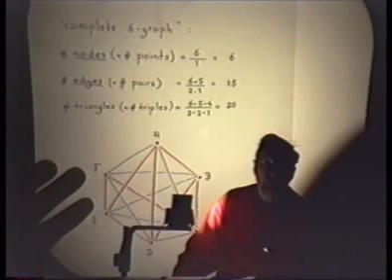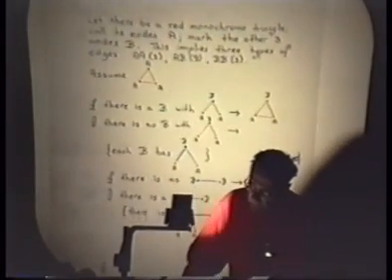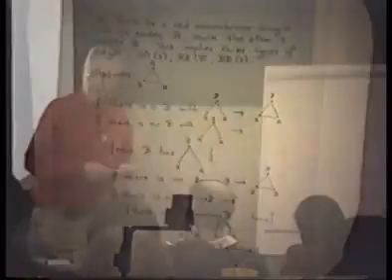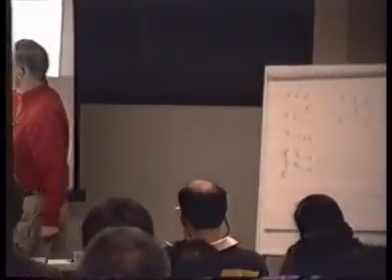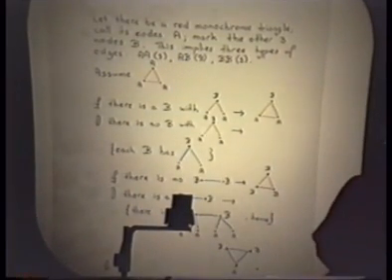and they share an edge. That's the situation I'm considering. Now, consider the situation that there is no B where two red AB edges meet.